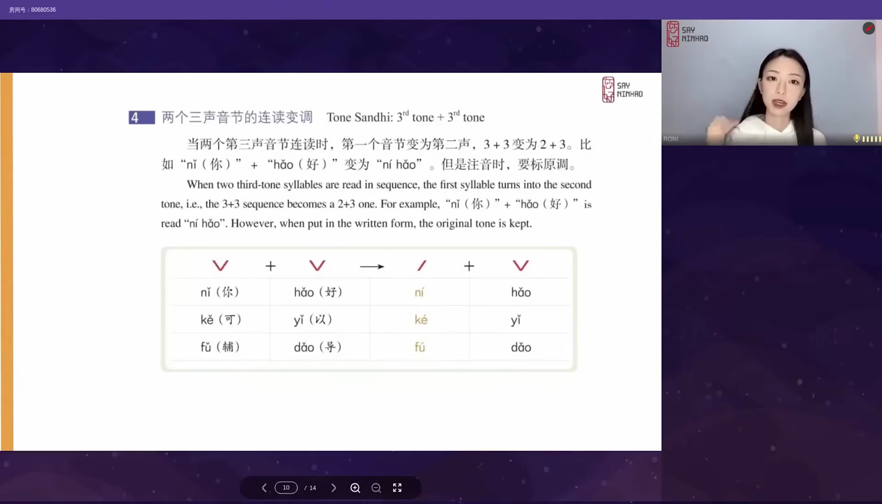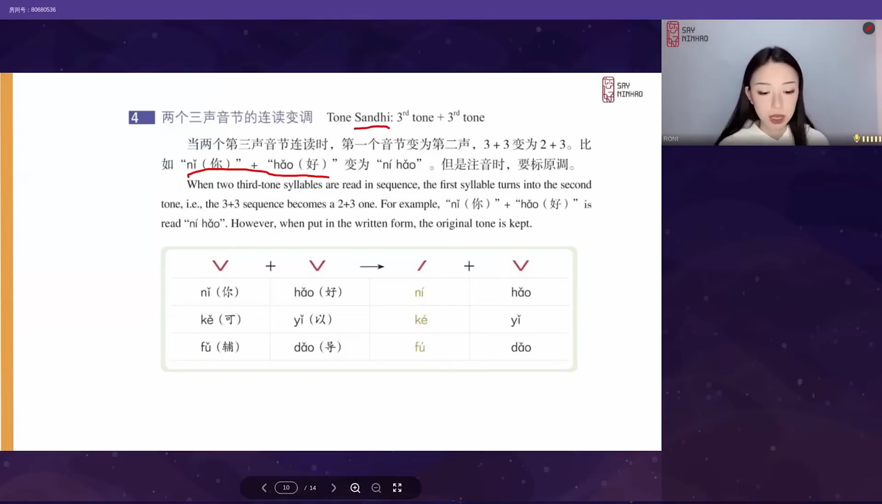Tone sandhi. When there are two third tones together, there will be a tone sandhi. So what is a tone sandhi? Actually, it is the changes of the tone. When two third tone syllables are read in sequence, like 你好, we should read the first third tone as the second tone. We should change it to the second tone.